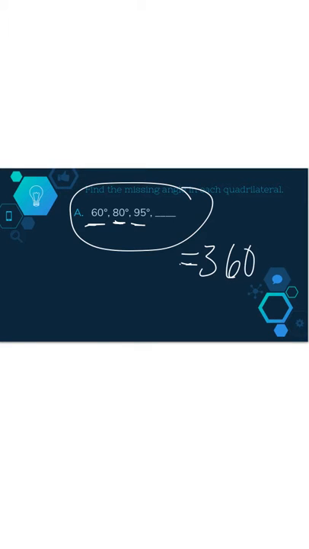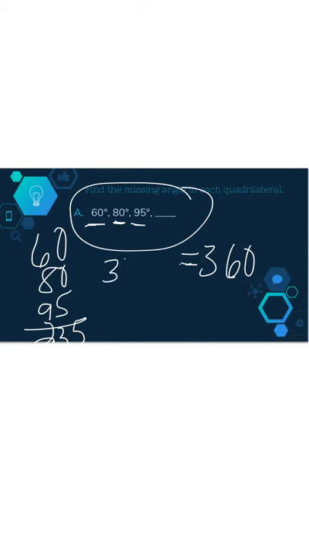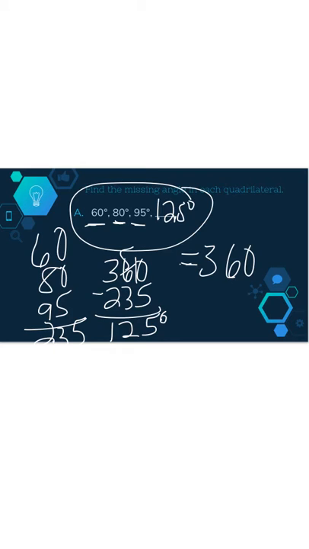Find the missing angle in each quadrilateral. In letter A, you're given 60 degrees, 80 degrees, and 95 degrees. Remember that all 4 angles need to add up to 360 degrees. So if you add 60 plus 80 plus 95, you will get 235. So you just subtract this from 360. 360 minus 235 is 125 degrees. So your last measure is 125 degrees.